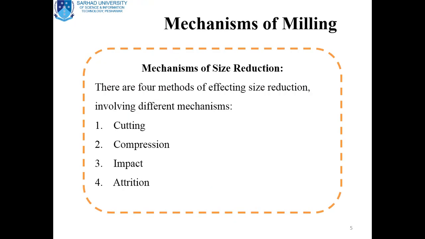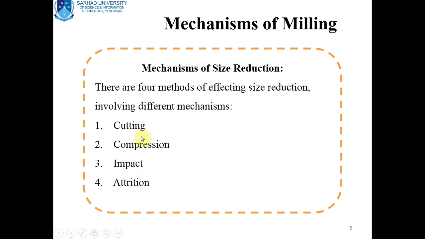Dear students, first of all, we will discuss in detail the mechanisms of milling. There are four methods of affecting particle size reduction involving different mechanisms, and these four mechanisms are as following: cutting, compression, impact and attrition.